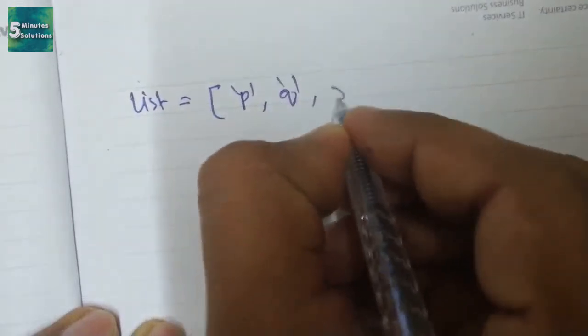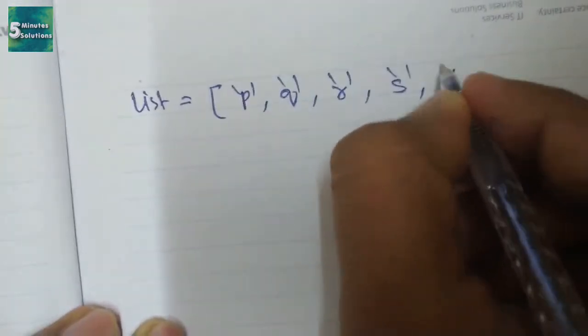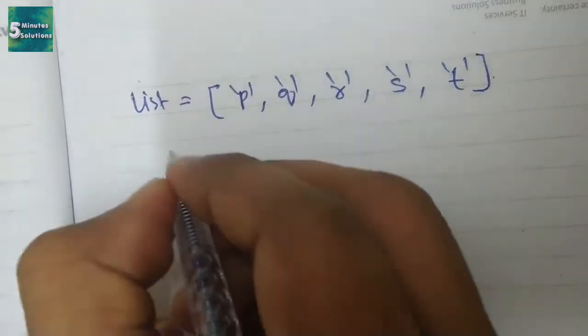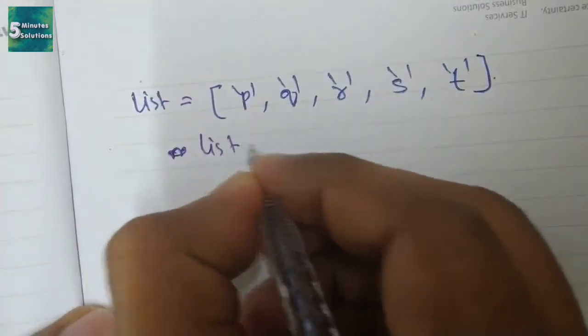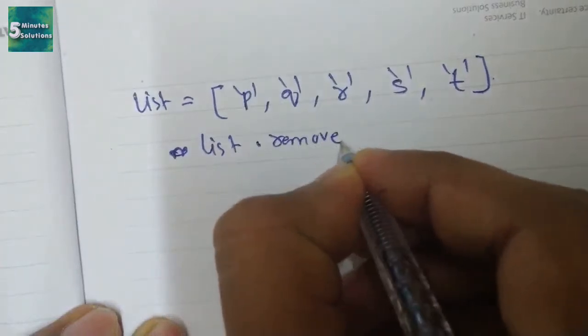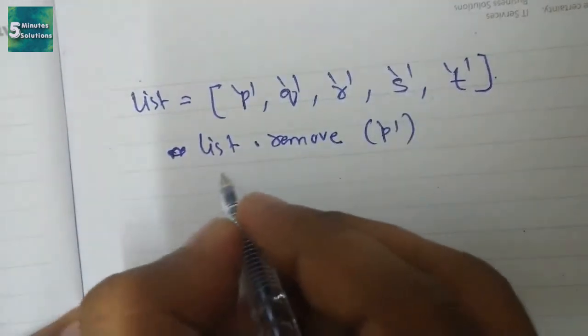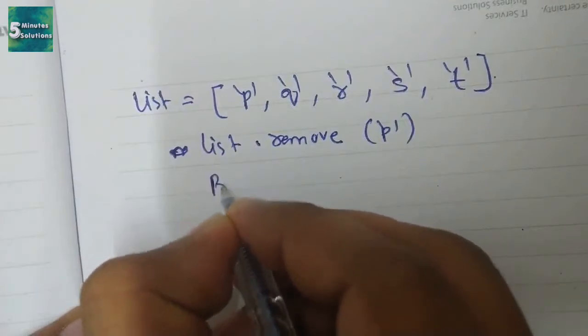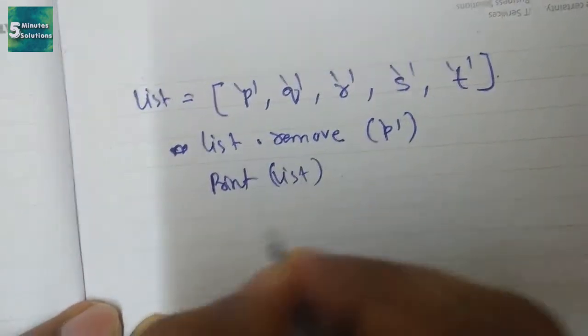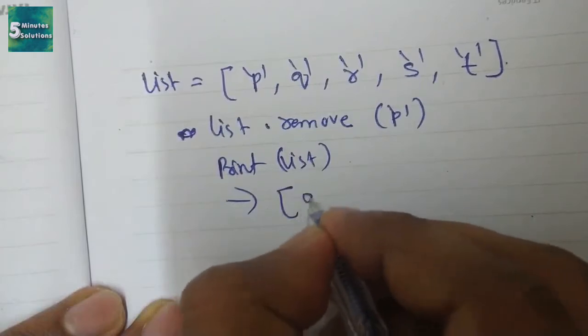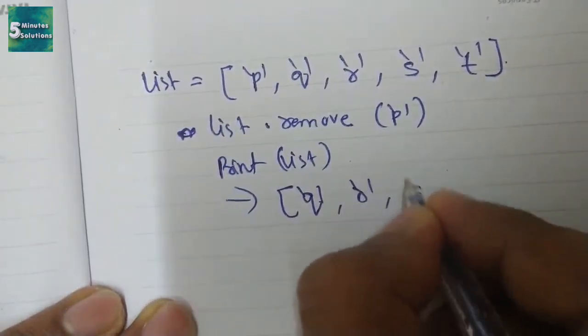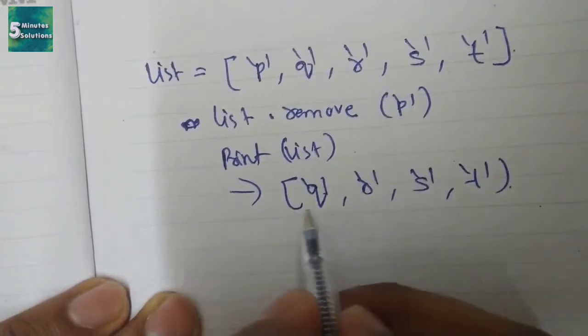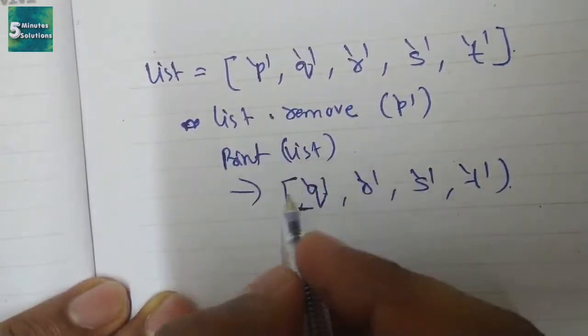Now let's explain with an example. List is equal to P, Q, R, S, T. Now just write list.remove(P), and print list, then it will give you the output as Q, R, S and T. It will directly remove the P element from the list.